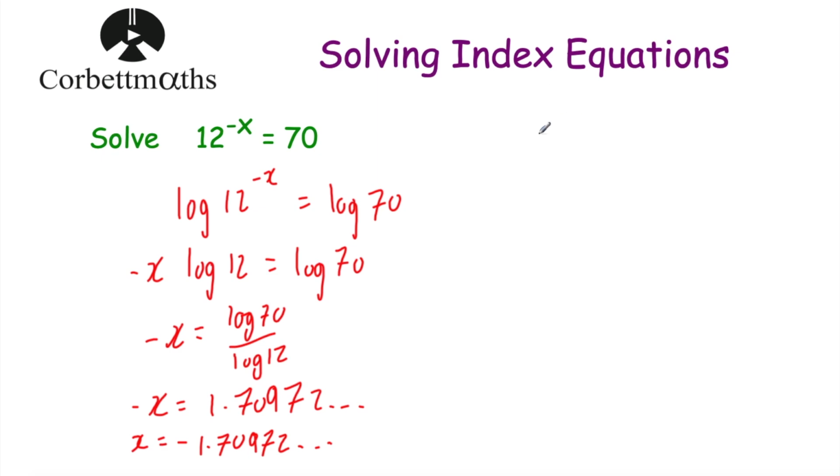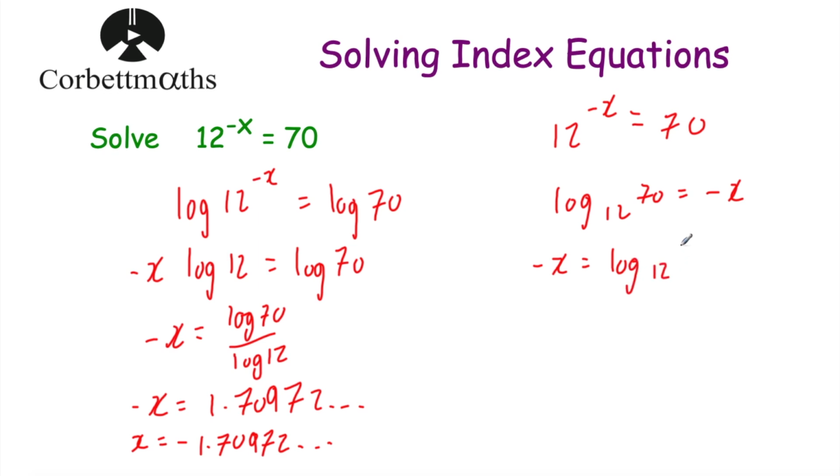Again, if you had this equation, 12 to the power of negative x is equal to 70, well, you've got something in index form. You could rewrite it as a logarithm. So you've got the base, the power, and the answer. So the log to base 12 of the answer, which is 70, is equal to the power, which is negative x. And then you can just solve this. We could then turn it around to get minus x is equal to the log to base 12 of 70. We could work this out in our calculator to get that minus x would be equal to, and if you work out the log to base 12 of 70, you get 1.70972 and so on.